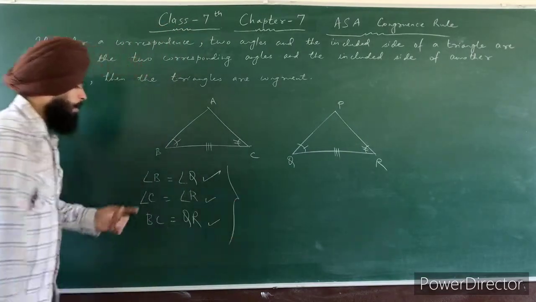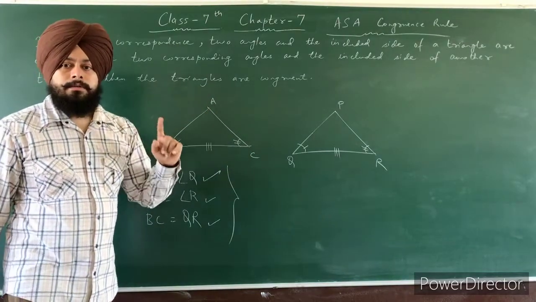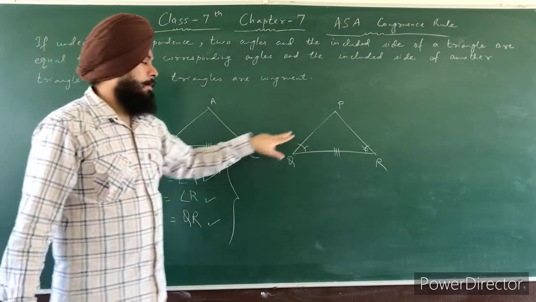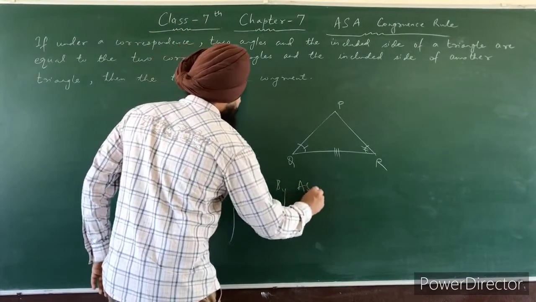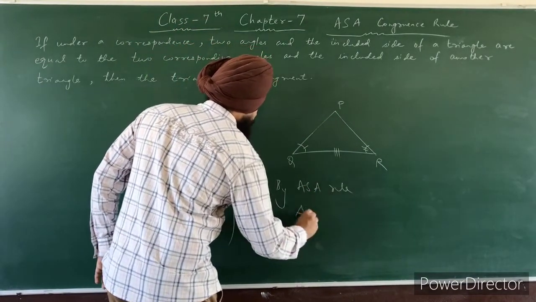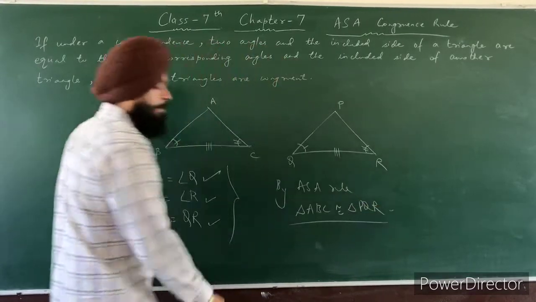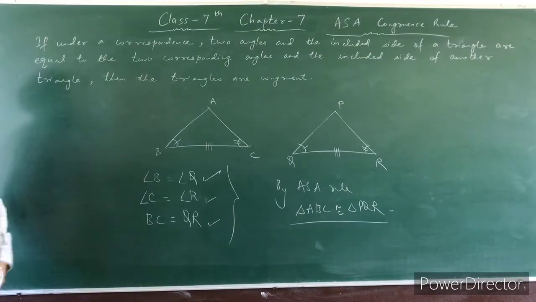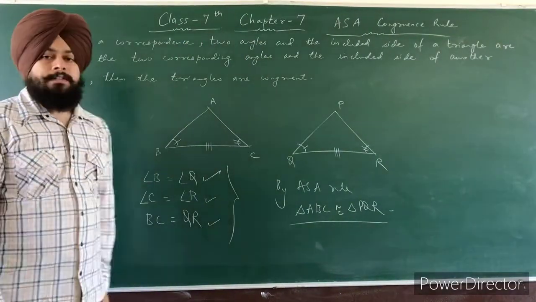So by which rule? By angle side angle, the triangles are congruent. So triangle ABC is congruent to triangle PQR by ASA. Alright, so this is the ASA congruence rule. Now let's start the example.